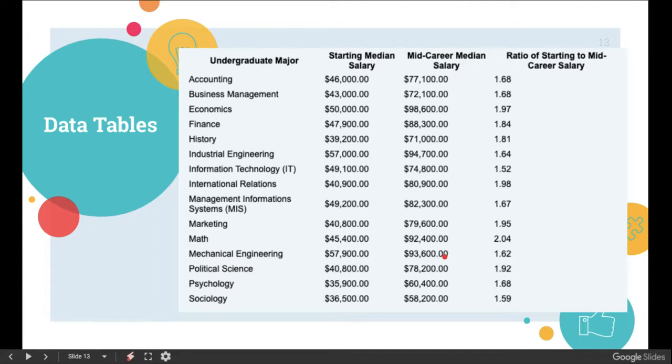On the other hand, sociology is the lowest ratio earning, and one of the lowest starting salaries, the lowest starting salary, and the lowest mid-career salary. So you might want to consider which school you want to go to that offers you the best scholarships or cheapest tuition if you want to major in psychology, so you're not plunged into debt. So that's how we read those charts and graphs.